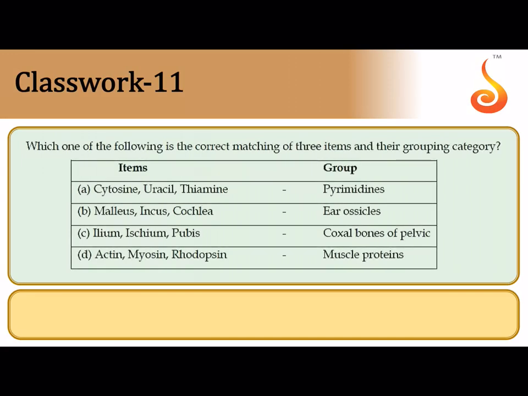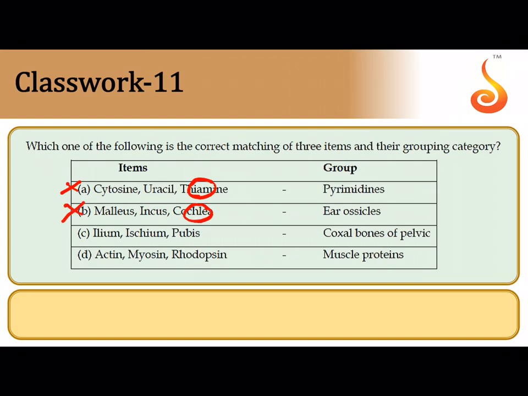Now, which is the correct matching option they're asking over here? Cytosine, uracil, and thymine, adenine, they're all calling them pyrimidines. Okay, now see, this is not thymine, T-H-Y, it is vitamin thiamine, so this cannot be the answer. Malleus, incus, and cochlea. Cochlea is not an inner ear or middle ear ossicle, so that is wrong.